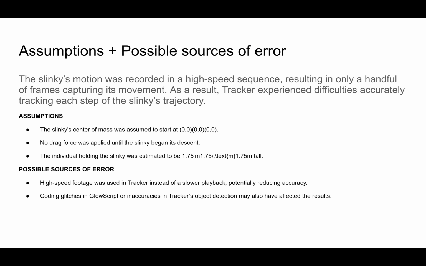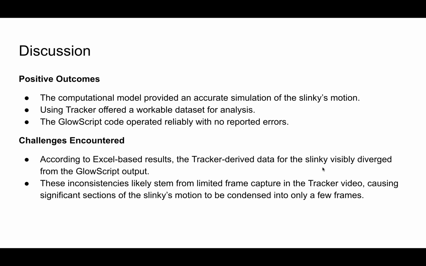One of the big challenges we had was that the high-speed video only captured a few frames of the fall, so Tracker couldn't follow the motion very smoothly, since we don't have an 8K video. Of course, bugs in the code or tracking issues could have contributed to some of the discrepancies, as you can see, like coding glitches in essence. Despite those issues, the lab had a lot of positive outcomes: the computational model provided an accurate simulation of the slinky's motion, Tracker offered a workable data set for analysis, and we were able to show that the GlowScript code operated reliably with no reported errors.